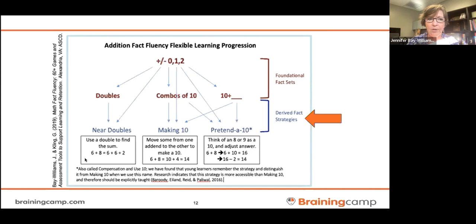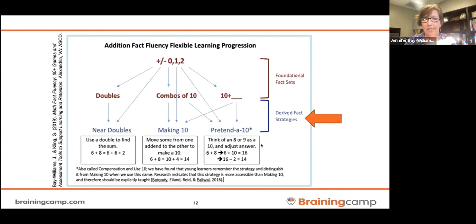And that is your near doubles group, the making 10, where you take some from one number and move it over to another to make 10, or the use 10, I call it pretend to 10, where you just pretend one of the two numbers is a 10 and then adjust. This grows into compensation. So those are the three reasoning strategies.